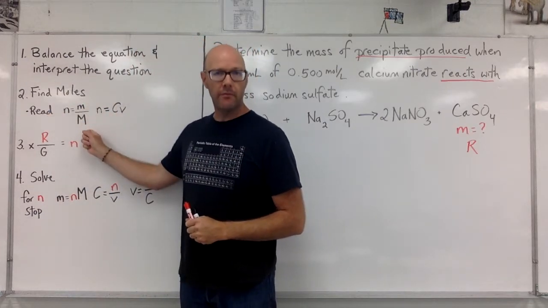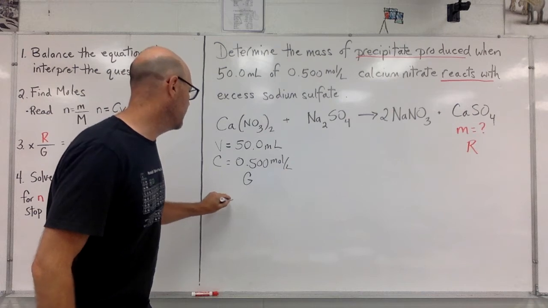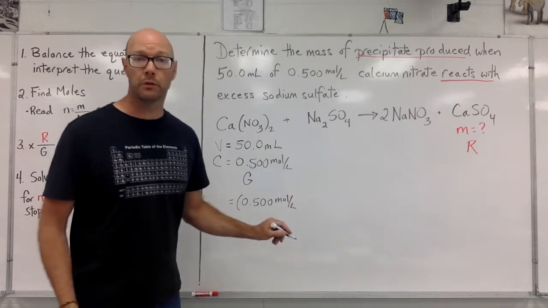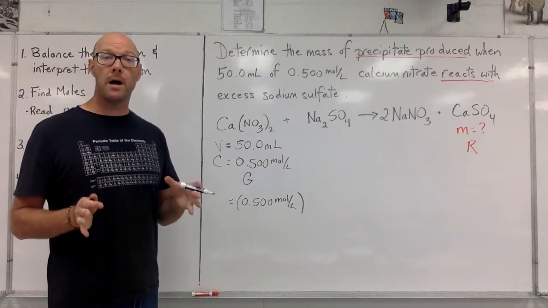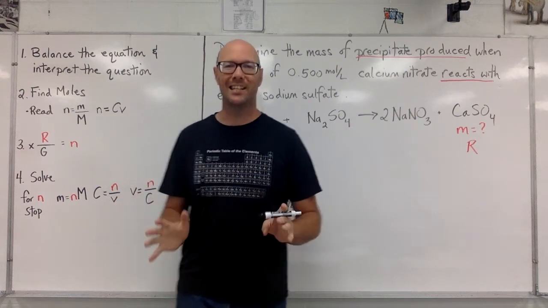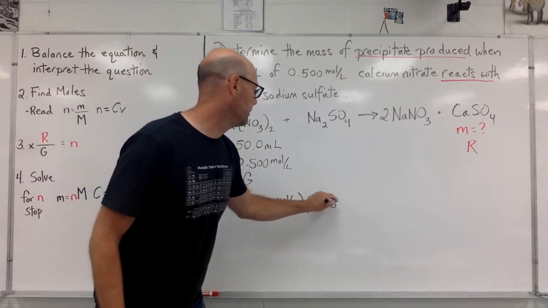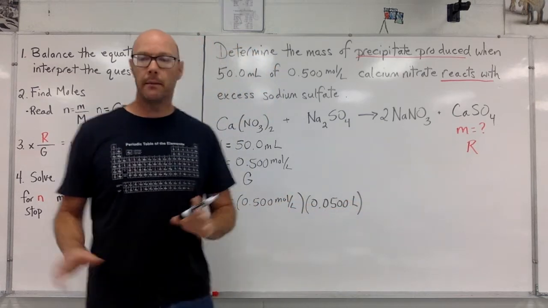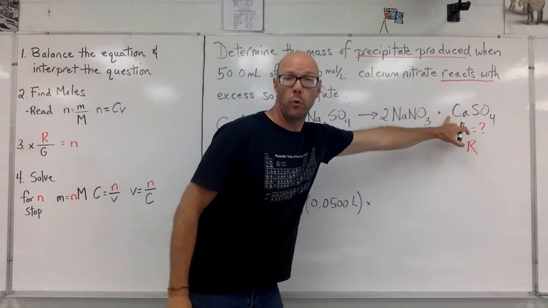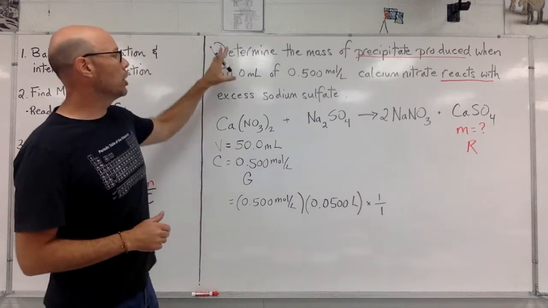It didn't tell us, we don't have a mass, we have to do C times V. We have it, concentration times volume. The concentration is 0.500 moles per liter. The volume, 50 milliliters, which we must convert to liters. Big reminder, all these volumes here must be liters. Take that 50, divide by 1,000. 0.0500 liters. Find moles, multiply by R over G. Here, R is 1, G 1. 1 over 1. And we're trying to determine the mass.